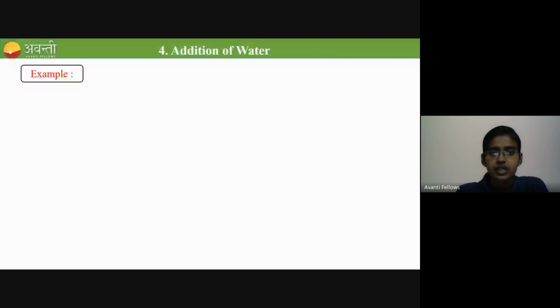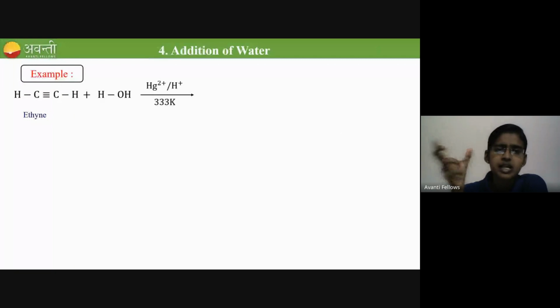Addition of water. So let us take an example. Ethyne. And we are going to add water, H2O. Now here we have to use a catalyst, and that catalyst is mercuric sulfate. From that mercuric sulfate, the mercury ion is interacting here, and it is the metal. And in presence of acid, that is H plus, you have to heat this mixture to 333 Kelvin.